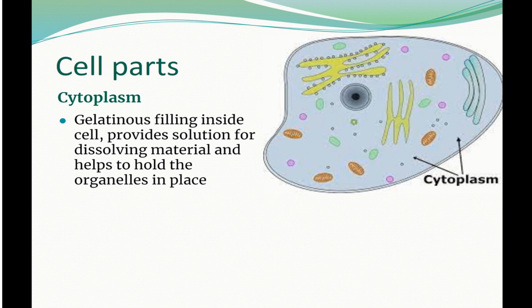Then we have the cytoplasm. The cytoplasm really provides some structure. It also provides a solution to dissolve materials in, and because it is slightly gelatinous, it holds the organelles in place so that they don't settle to the bottom of the cell, and they stay fixed in their position so that the cell knows where the organelles are going to be.